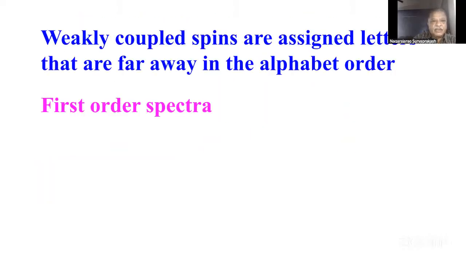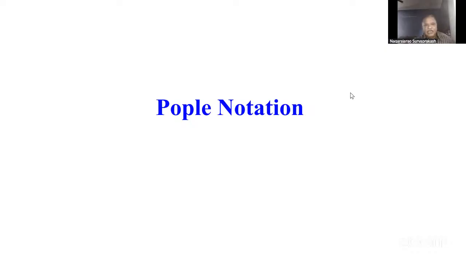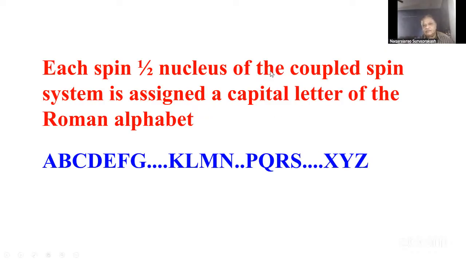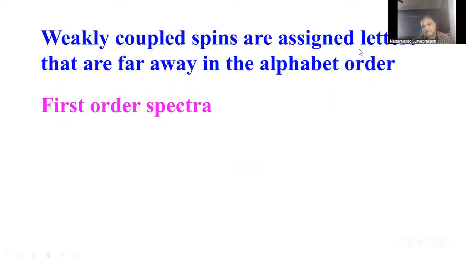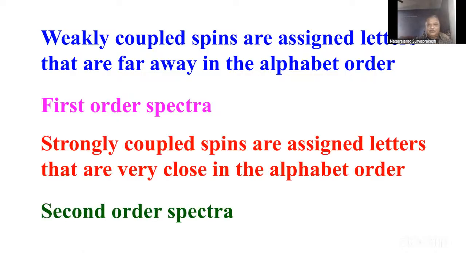Okay. See, in Pople notation, each spin-half nucleus is represented by a capital letter of the Roman alphabet, A to Z. It should be in capital letters. Now, if there are 2 spins which are weakly coupled, that means the chemical shift separation is much larger than the J coupling, they are called a weakly coupled spin system, and the spectra are called first order spectra. In such cases, we define in a different notation.